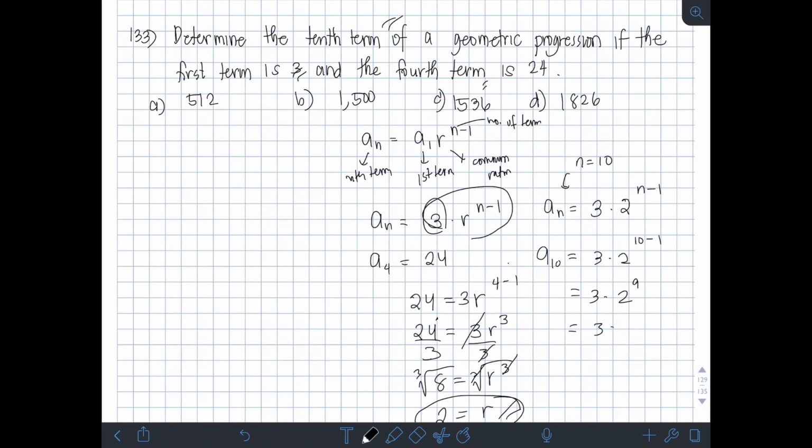So, 3 times, ano yung 2 raised to 9? 2 to the 8 kasi is 256, right? So, isa pa kasi 2 to the 9 tayo. So, times 2 pa, ilan yan? 512. So, 3 times 512 is ilan yan? 1,536. So, therefore, the answer is letter C, 1536.